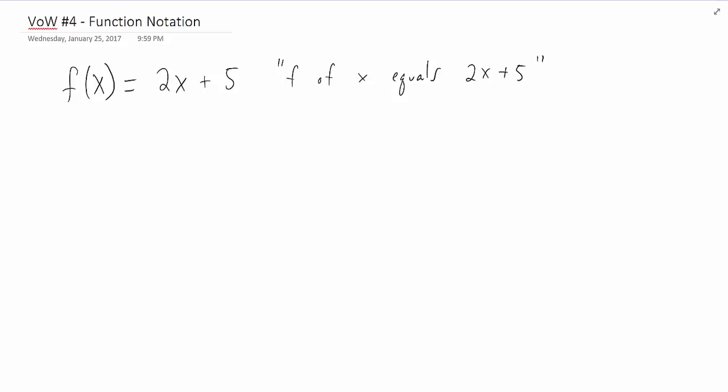Hey everybody, in this video of the week, we're going to talk a little bit about function notation, and then we're going to do a couple of your homework problems. So function notation is something that math students tend to struggle with for a while. It's a little bit confusing at first, but here's an example.